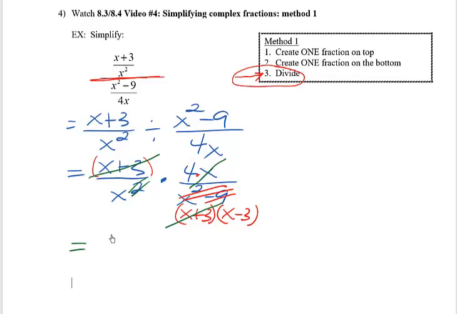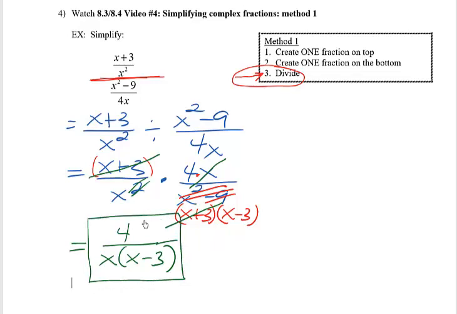All that's left is then to multiply across. On the top, the only thing I have left is a 4. On the bottom, I have a single x times an x minus 3. Remember, we actually prefer to keep this in factored form. I could multiply it out, but we prefer to keep it in this form so that it's obvious to anyone looking at it that the answer is already reduced. We have taken this complex fraction and simplified it into just a simple fraction with one numerator and one denominator.